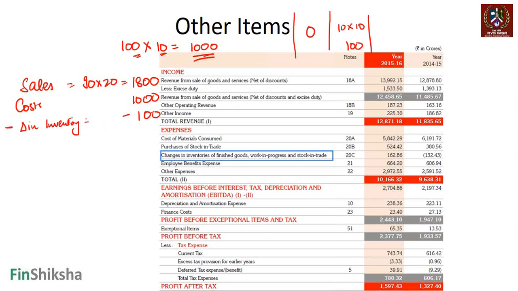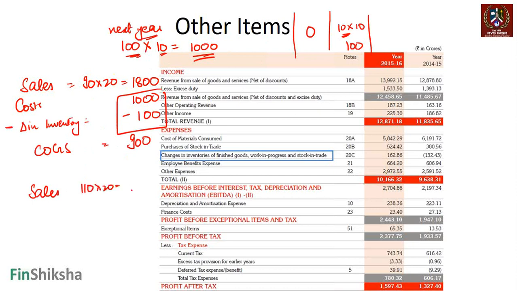So you subtract this 100, combine these two, and total COGS, or cost of goods sold, will be 900. That's the reason this line item appears here. Next year, let's say you again buy the same amount, but you are able to sell not only these 100, but also the 10 that was left earlier. So your sales are 110 into 20.